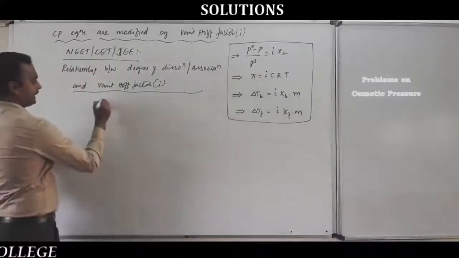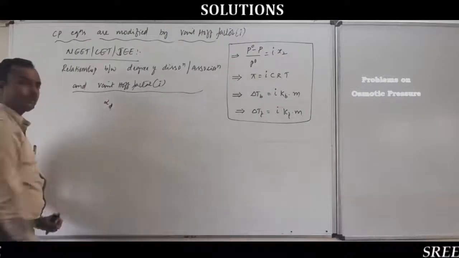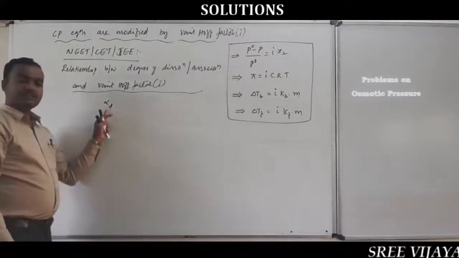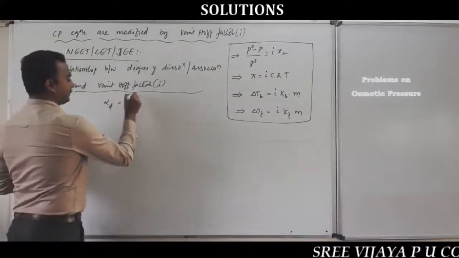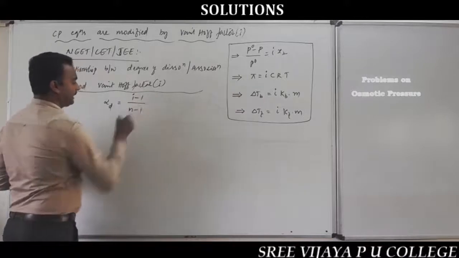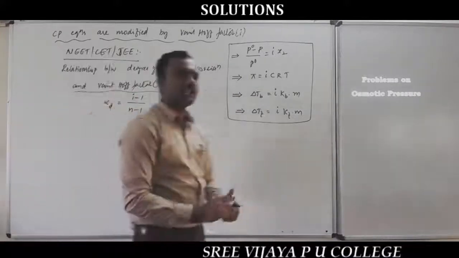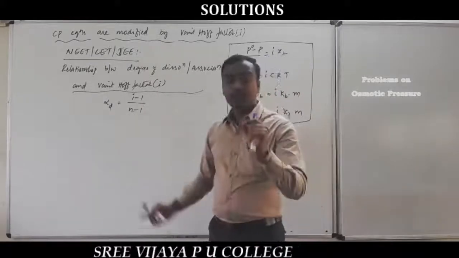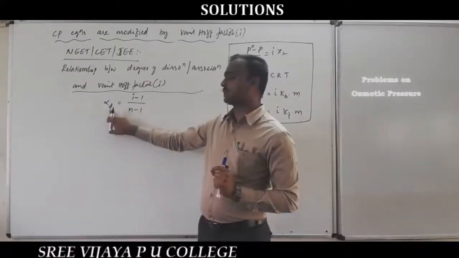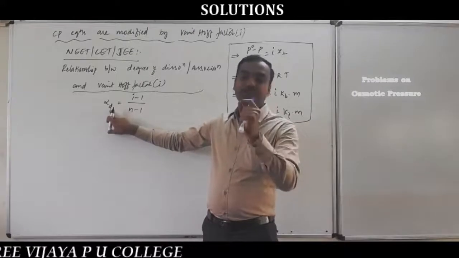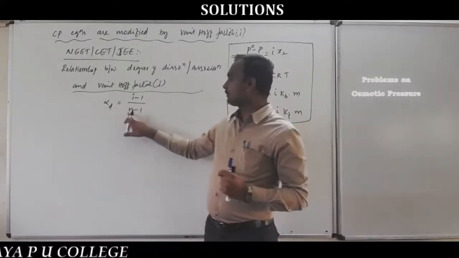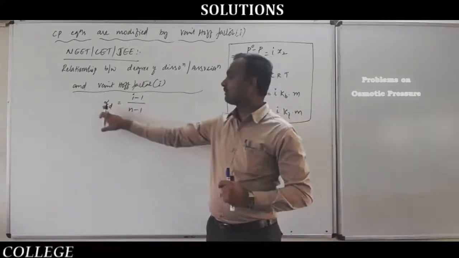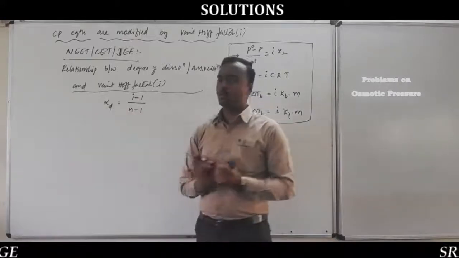First, I am going to take the degree of dissociation, alpha d. Degree of dissociation is equal to i minus 1 divided by n minus 1. This is a very important equation, where i is the Van 't Hoff factor and n is the number of particles after dissociation. After dissociation, how many particles are formed, that is the n value. This is the relationship between degree of dissociation and the Van 't Hoff factor.